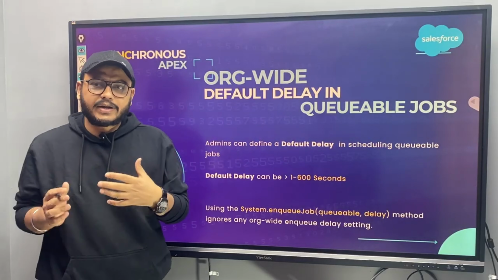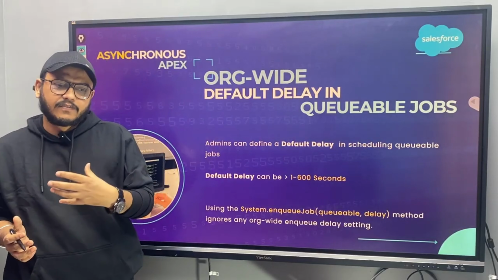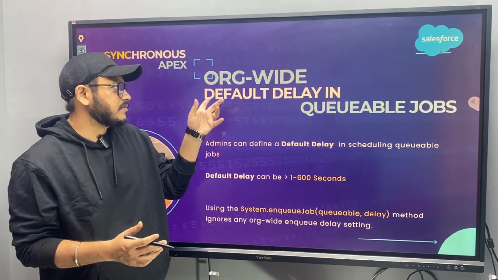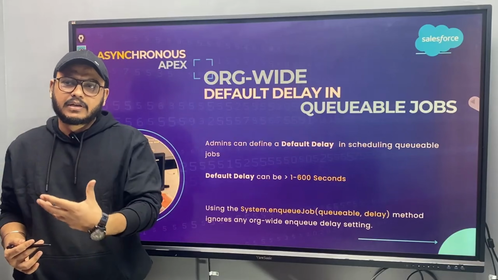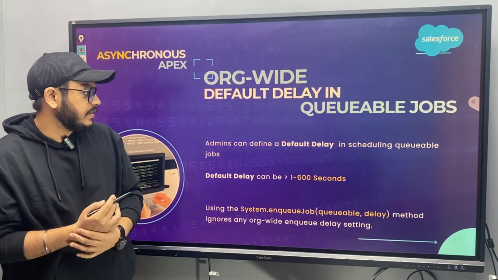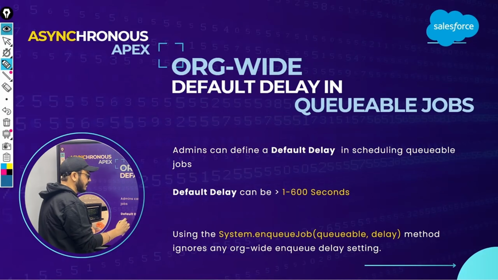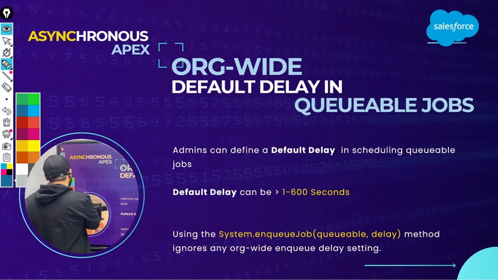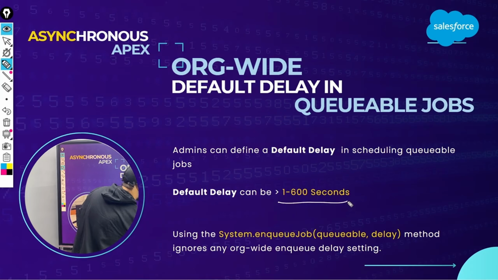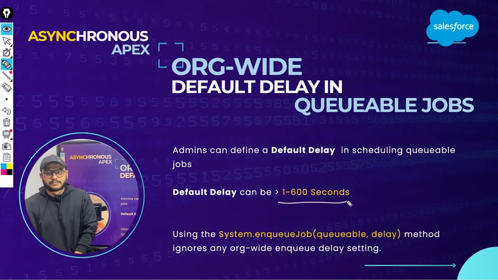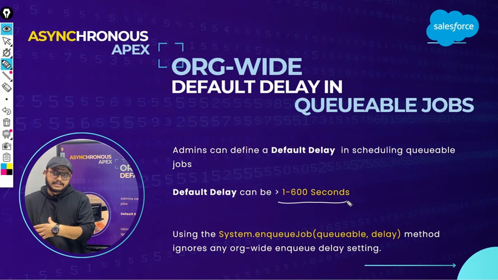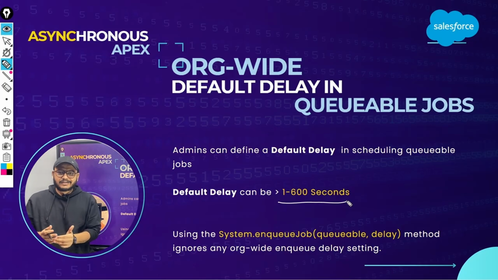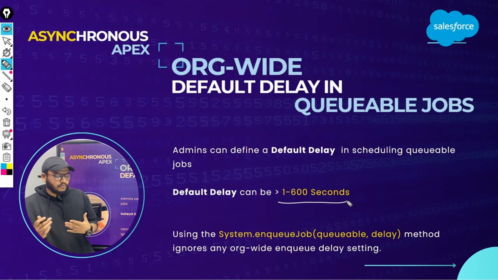For system admins, that is called the org-wide default delay for Queueable Jobs. So what is this org-wide default delay? If the system administrator defines it, as the name suggests, it will be applicable on all Queueable Apex that are enqueued. The default delay range that can be defined is 1 to 600 seconds, which is again 10 minutes, but this needs to be defined in seconds.